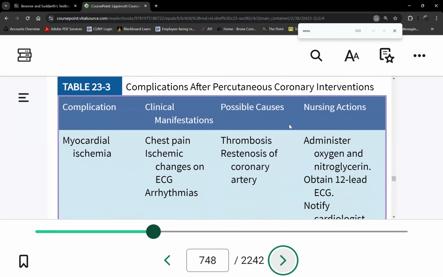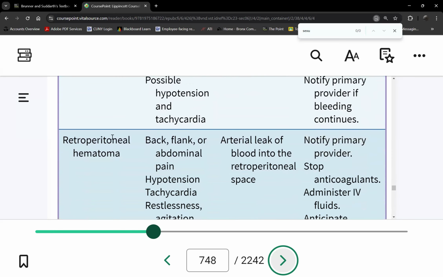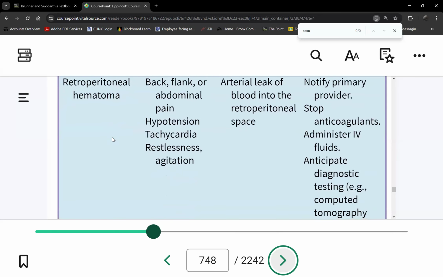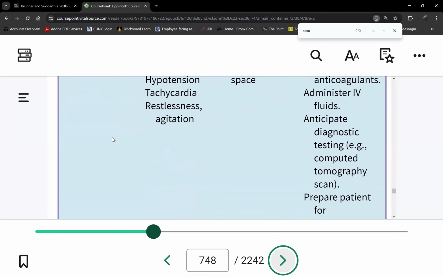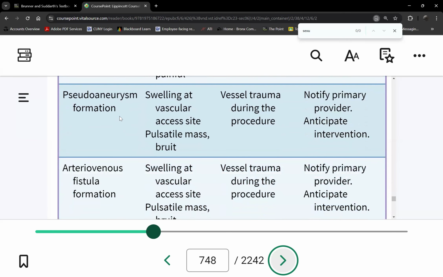And here are your complications. So another MI could happen, bleeding. No, this is site specific. It could be bleeding in the retroperitoneum, arterial occlusion from a clot, pseudoaneurysm. This is not really an aneurysm. This is like a hematoma. Okay.